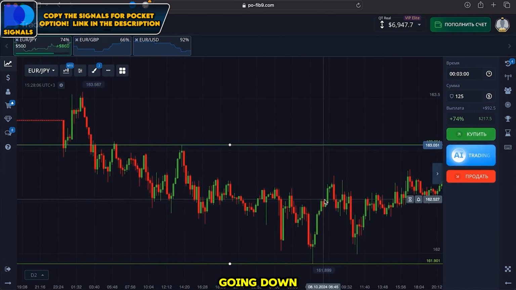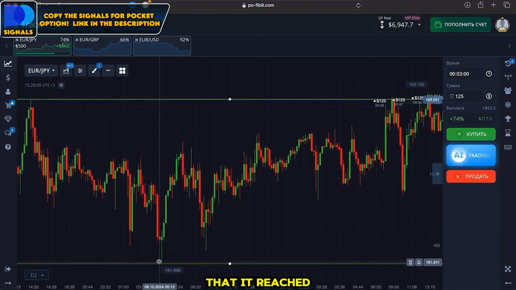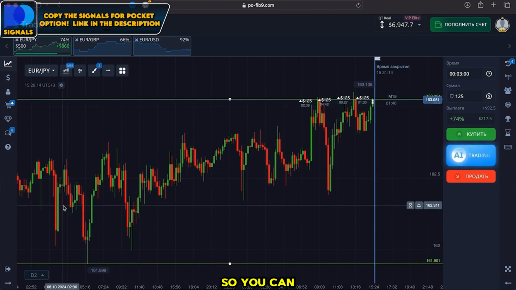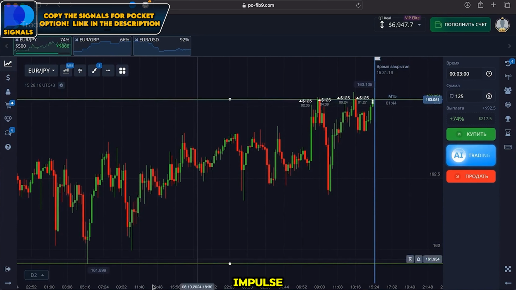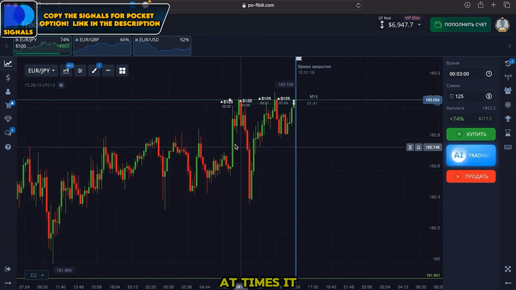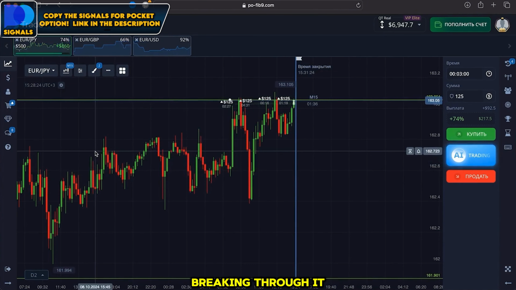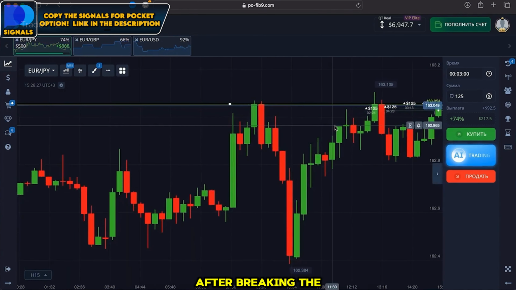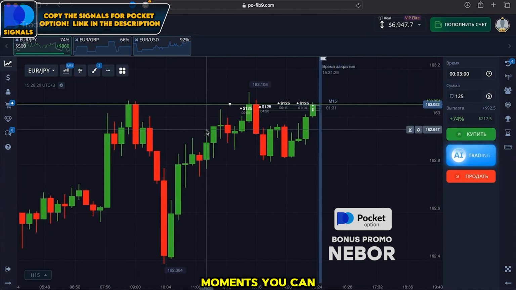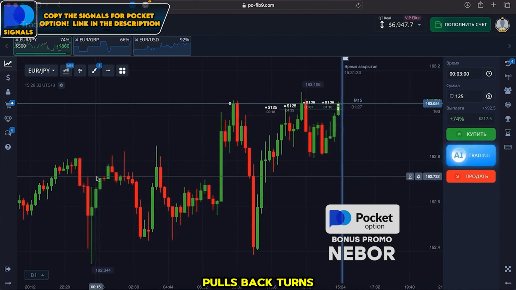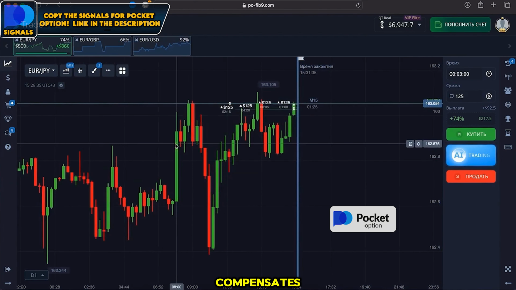The price is going down, and here I marked the minimum that it reached. From this minimum, the price started to turn upwards, so you can see that there was an upward impulse, gradually moving up. At times it pulls back but compensates and then goes to a new maximum, breaking through it. After breaking the new maximum, you can see similar ones as here, that is, before this. The price pulls back, turns, compensates.